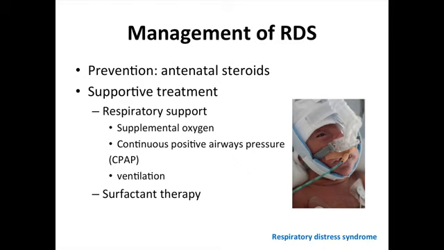Supportive treatment may be required once respiratory distress syndrome develops. It includes supplemental oxygen, CPAP, which is continuous positive airway pressure, and in severe cases they may require ventilation via an endotracheal tube. Artificial surfactant can also be given, so it's actually put in the lungs via the endotracheal tube. It's injected down the tube and goes into the lungs, and this can be given prophylactically at delivery of the premature baby, or can be given as what we call rescue therapy, which is if the baby has developed severe respiratory distress syndrome and is given down the endotracheal tube in the same way.